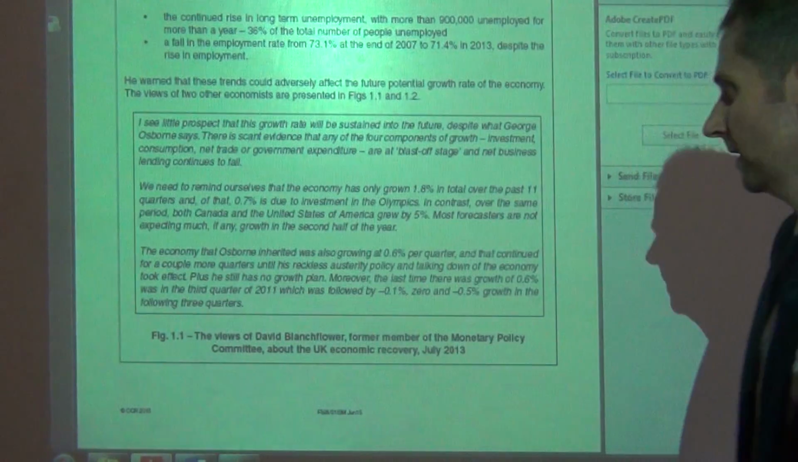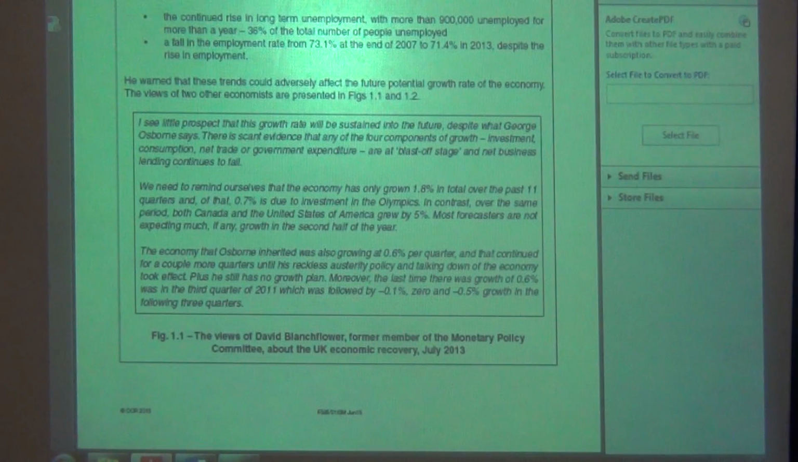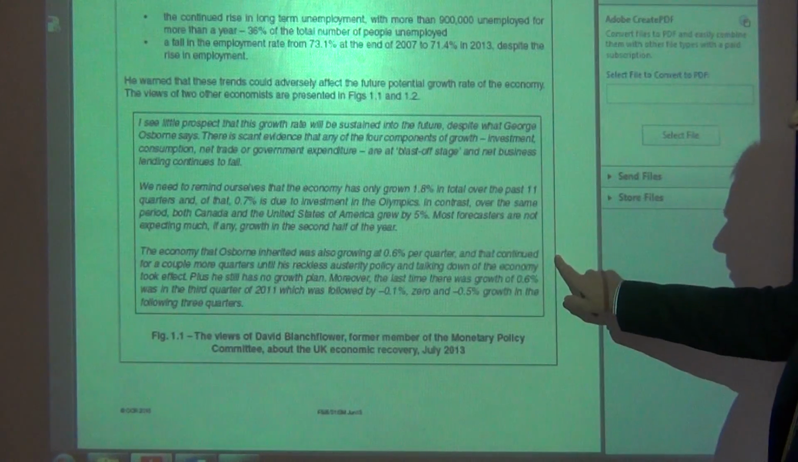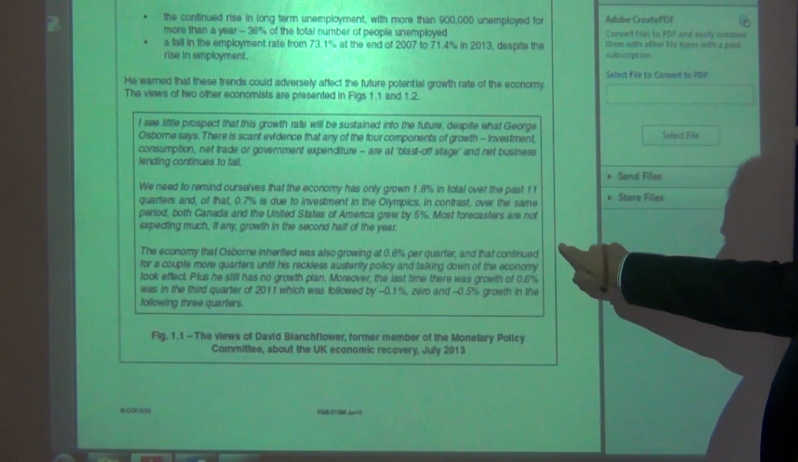Next point. The economy that Osborne inherited was growing at 0.6% a quarter, etc., etc.